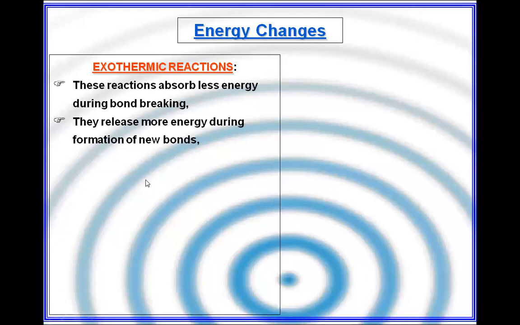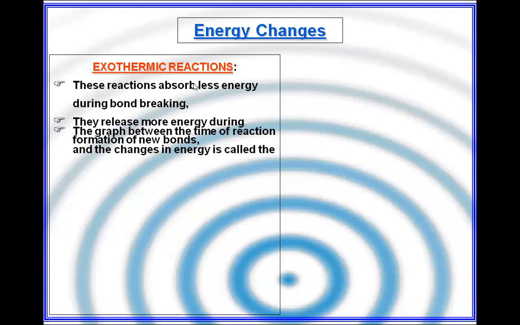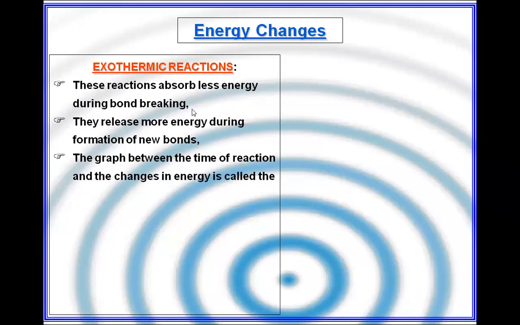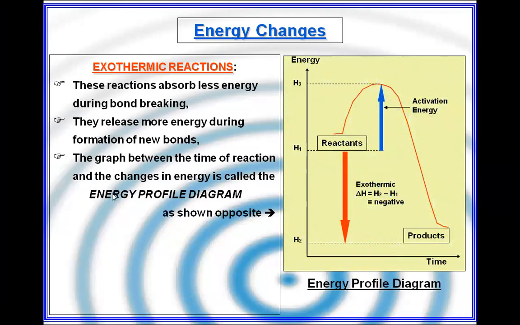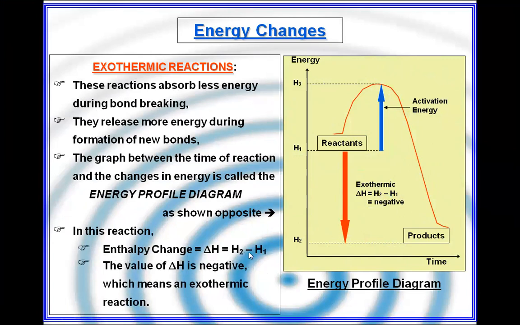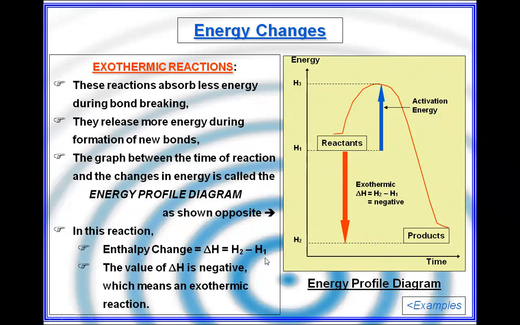Now, exothermic reaction we have discussed. These reactions absorb less energy during bond breaking, but they release more energy during formation of new bonds. The graph between the time of reaction and the change in energy is called energy profile diagram. In this reaction, enthalpy change delta H is negative because H2 is less than H1. The value of delta H is negative, which means an exothermic reaction. Keep this thing in your mind.